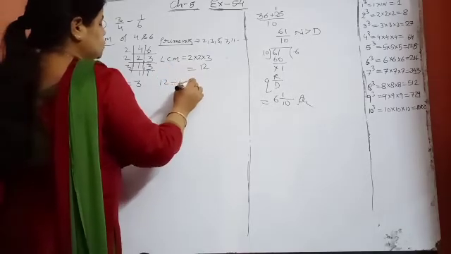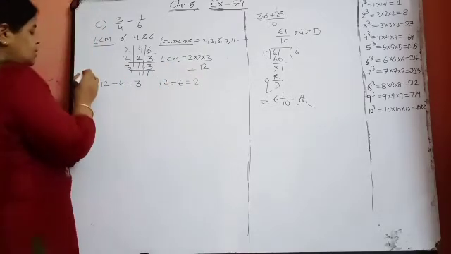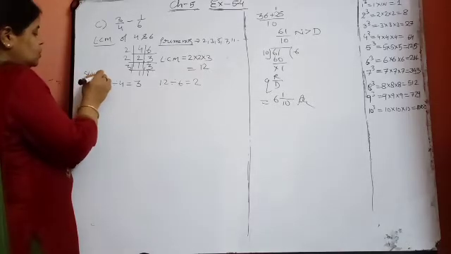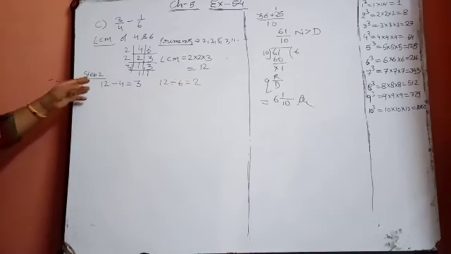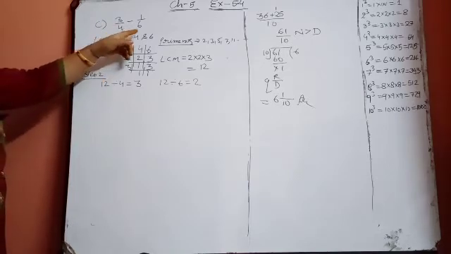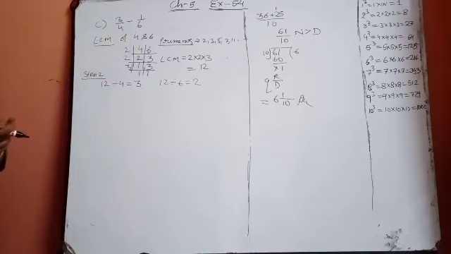6 times 2 is 12. Okay. This will be your step number 2. First step is to take the LCM. Second step is to divide that LCM by each of the given denominators.